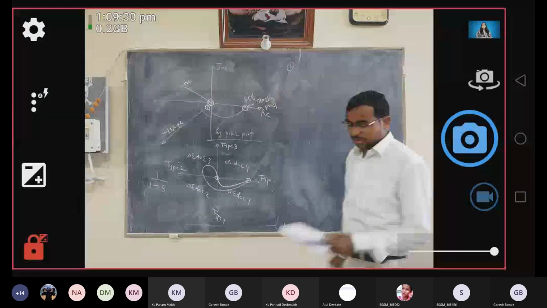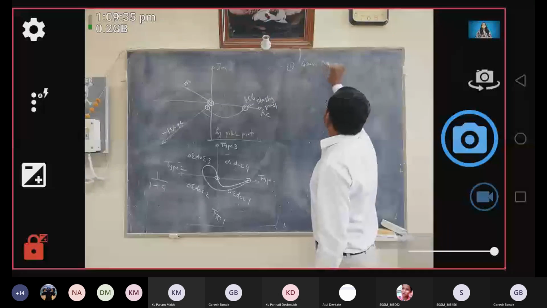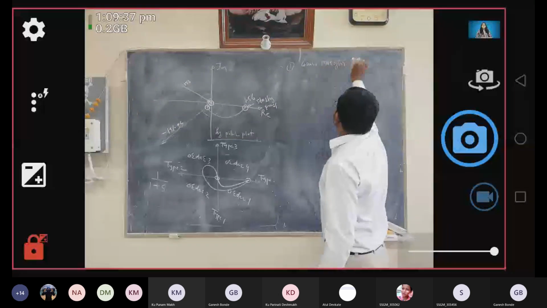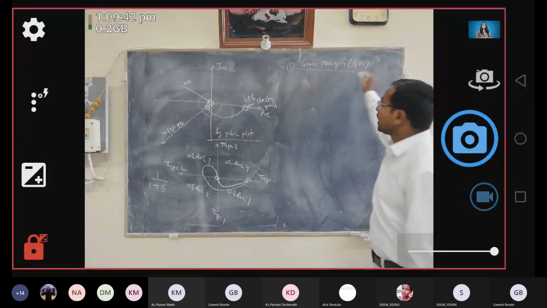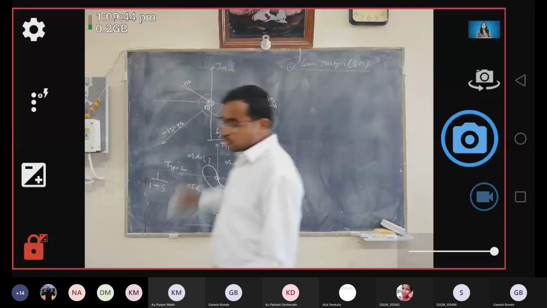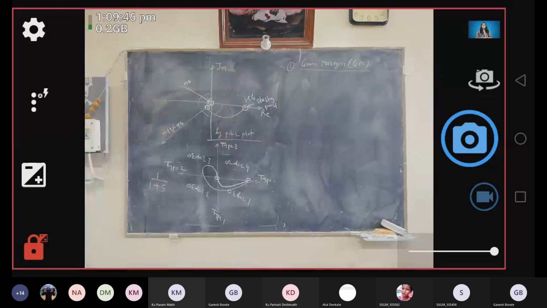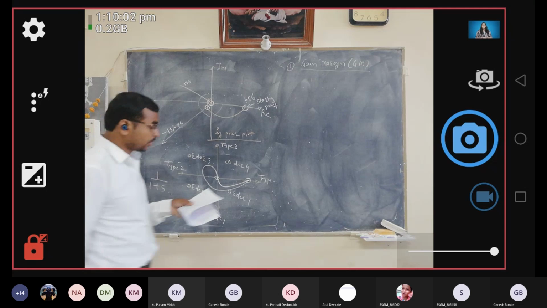First, give the heading gain margin. That is GM. How to determine gain margin from the polar plot. So gain margin and phase margin, these are the two measures of measuring relative stability.